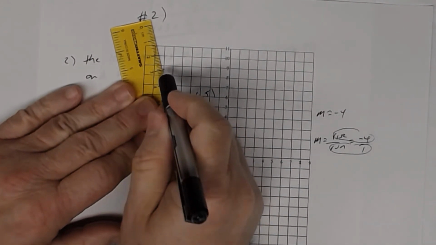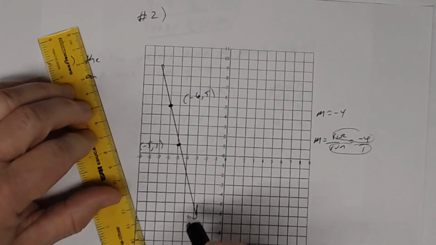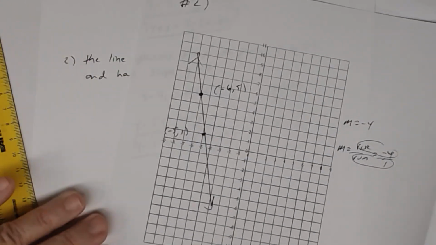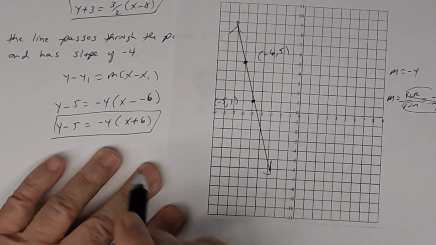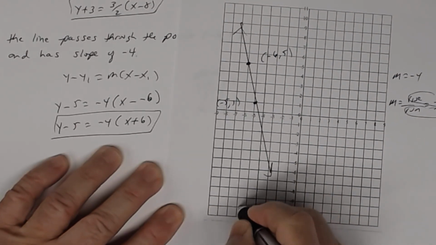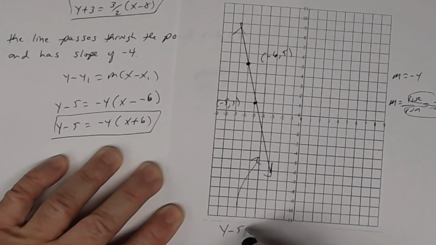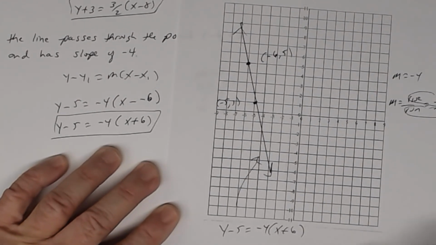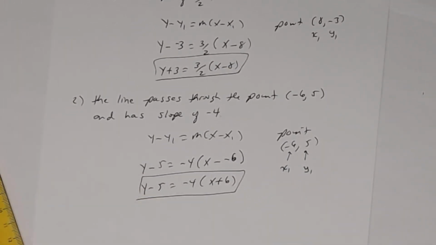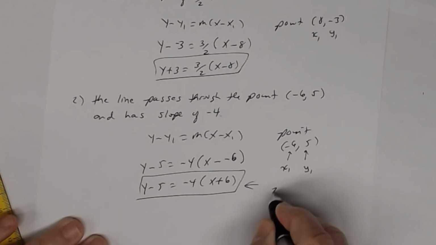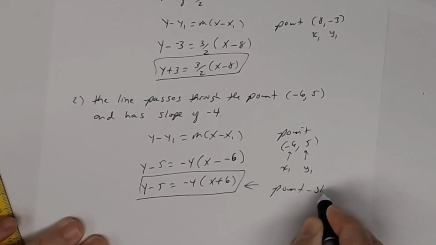And what I just found is the equation of that line. The equation of this line is y minus 5 equals negative 4 times x plus 6. Okay, so that was number 2. Very simple, right? Just point slope form. There's your answer right there. This is the answer. This is point slope form.